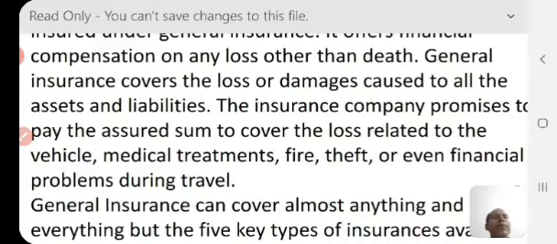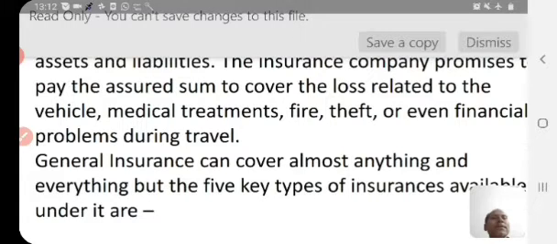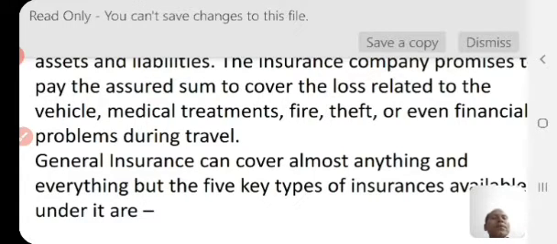The insurance company promises to pay the assured sum to cover loss related to the vehicle, medical treatment, fire, theft, or even financial problems during travel. It covers all these things: the vehicle, medical treatments, fires, theft, or even financial problems during travel.